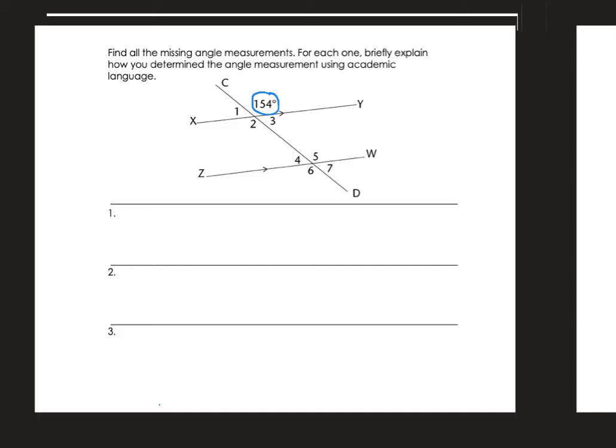Based off of that, we should be able to find the other angle pairs using various angle pair properties that we know. So if I wanted to find angle 1, well, I know that angle 1 and the 154 degree angle are supplementary or a linear pair, so I can find it by doing 180 minus 154. So 180 minus 154 is 26 degrees, and my explanation is I would say angle 1 and the 154 degree angle are a linear pair, so they have a sum of 180 degrees.